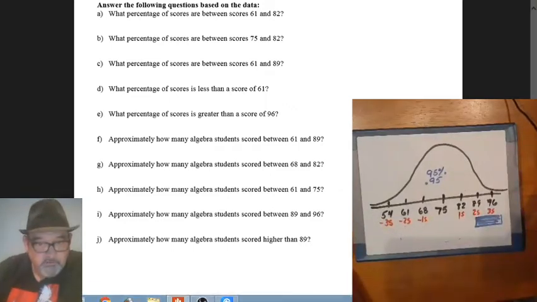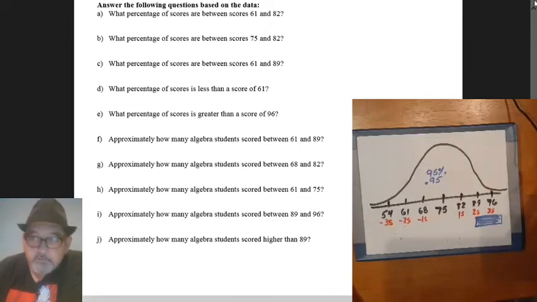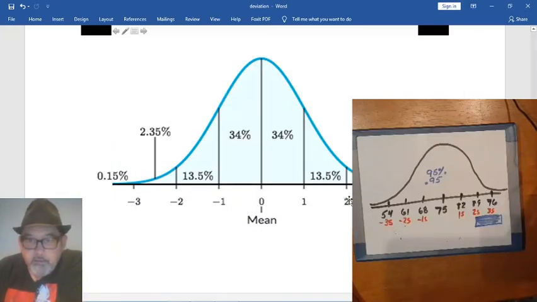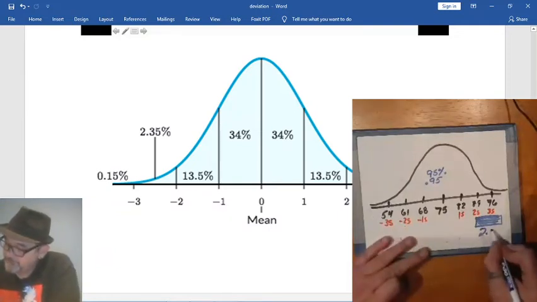Let's go back to our chart. Come on, chart. Here's the second standard deviation right here. Okay? What percentage of students are above this second standard deviation? Well, there's 2.35% plus 0.15%. When you add those two together, that's 2.5%.